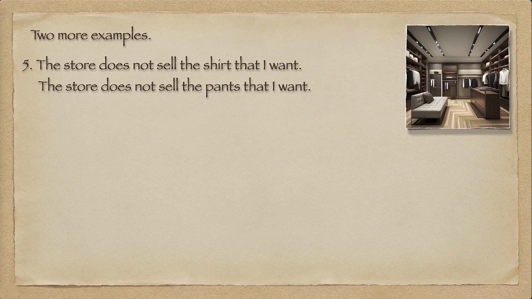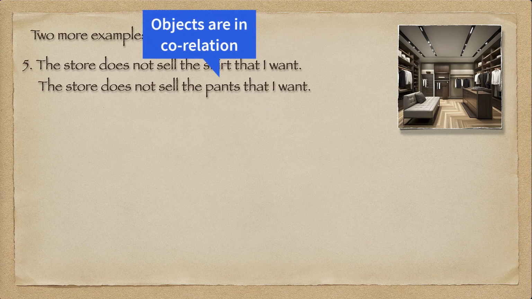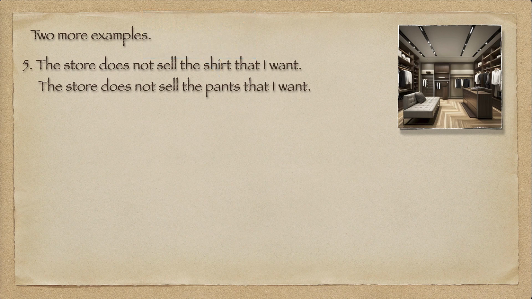Let's look at a couple more examples. The store does not sell the shirt that I want. And the store does not sell the pants that I want. Well, we can see here that we have one possible subject, not two. We have one subject, and that is the store. But we have two objects here. We have two things that the store does not sell.